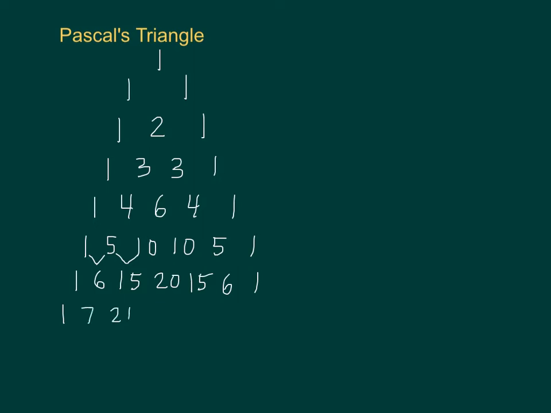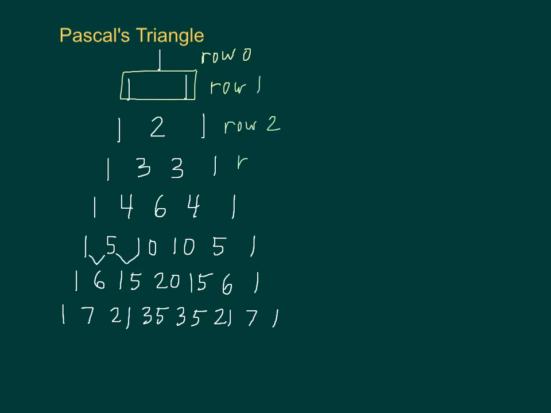So we're looking at 21, 35, 35, 21, 7, 1. So we give all of these rows actual numbers. We call this top one row 0. We don't really care about this row 0. It really starts right here with this one, where we have the 1 and the 1. So this is row 1. This is row 2, row 3, row 4, and so on.